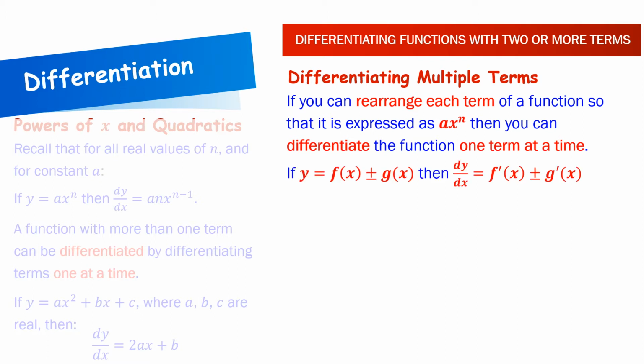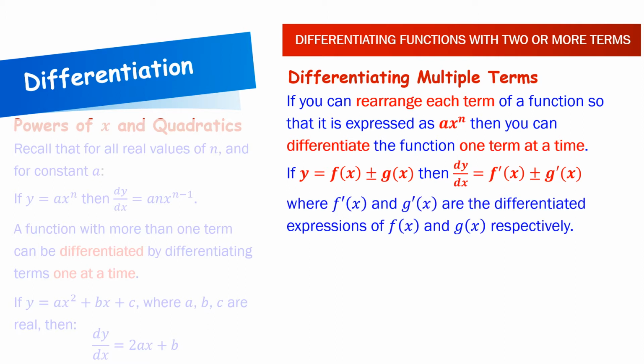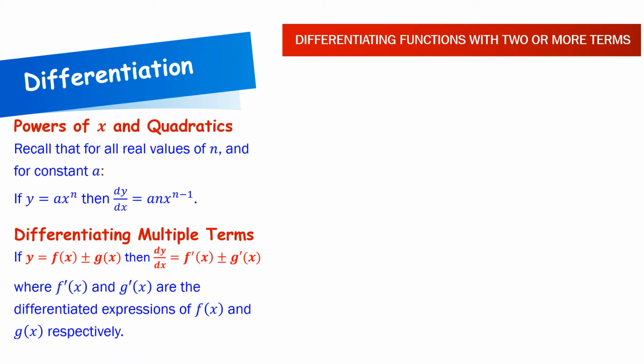In other words, if y equals f of x plus or minus g of x, then dy dx equals f dash of x plus or minus g dash of x, where f dash of x and g dash of x are the differentiated expressions of f of x and g of x respectively. Here's a summary of the key points. Let's now take a look at an example.